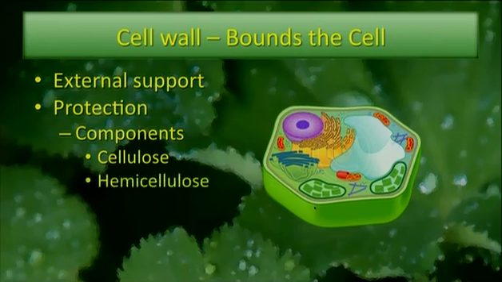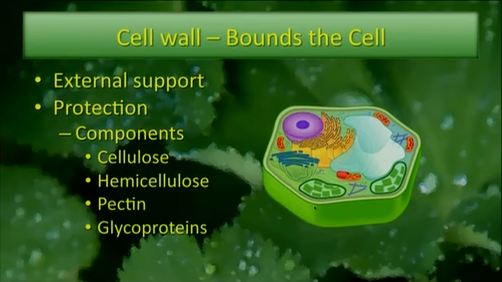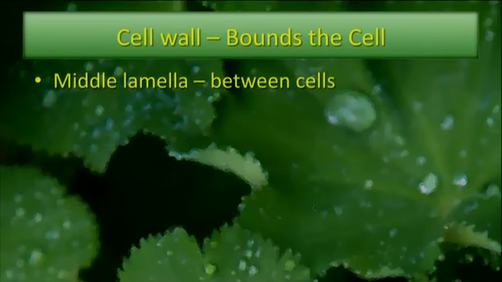Another component is hemicellulose, which is like a glue-like substance. Pectins, which are of course used by us humans to make jellies. And then you have glycoproteins, which are proteins that have sugars attached to them. Now the middle lamella is the area between cells. It's a layer of pectin between cells.